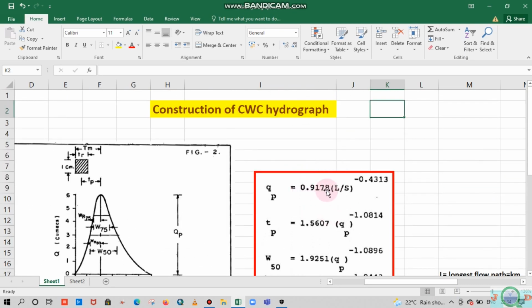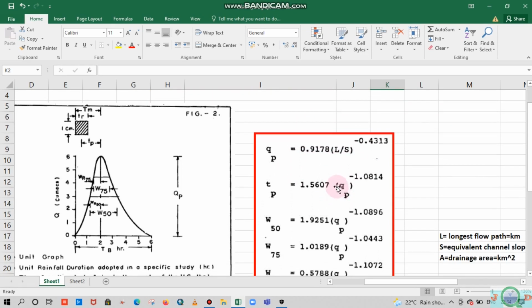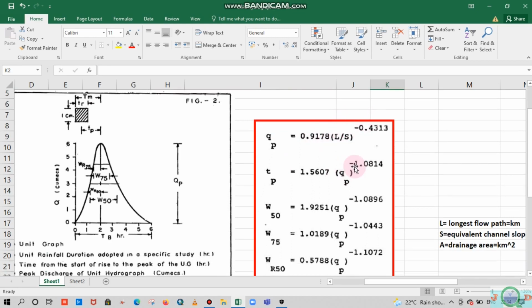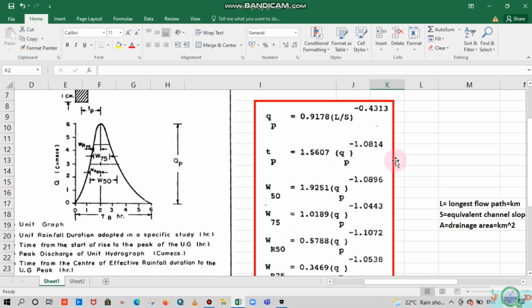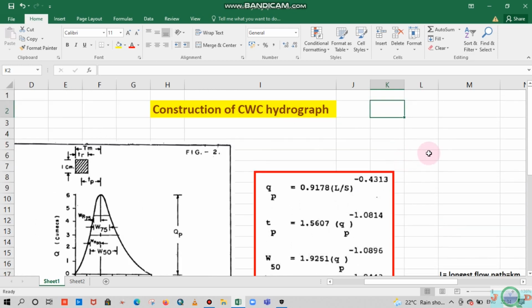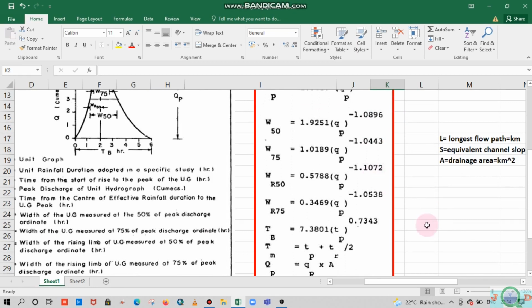This equation is suitable only for the west coast subzone 5A and 5B. So we can't use this equation for other zones. It is only a regional synthetic unit hydrograph, suitable only for rivers or small watersheds in the Western Ghats. So you can't use this for other zones. For other zones, the CWC empirical relation is available, so we can use that.